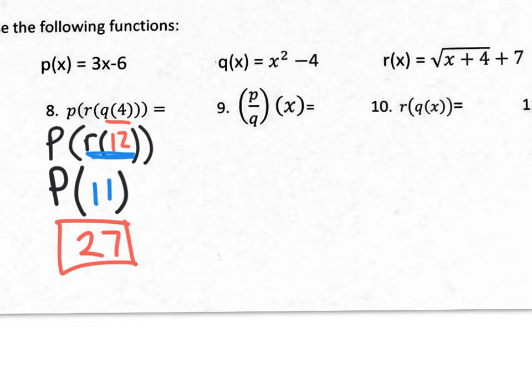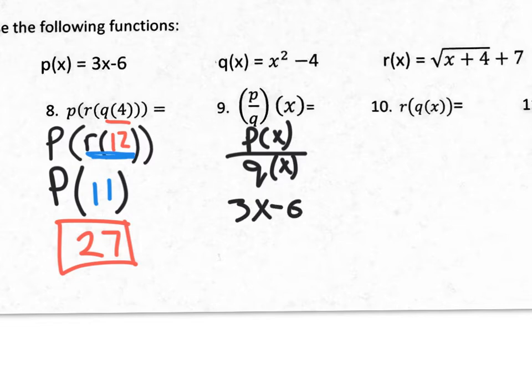Number 9, it says P over Q with the X. Now that's the notation for P of X over Q of X. We need to be familiar with that notation. So I'm really going to take the P of X function and put it over the Q of X function. So here I go. It's 3x minus 6 over x squared minus 4.